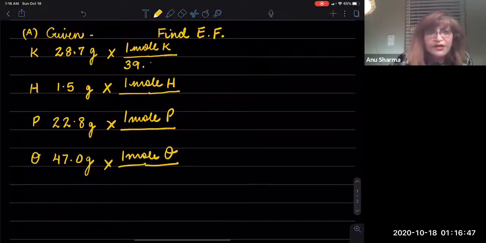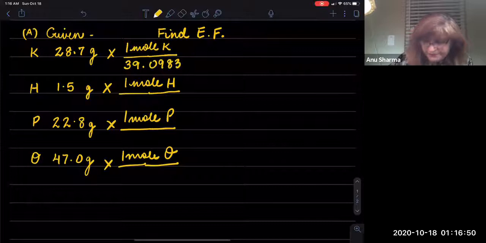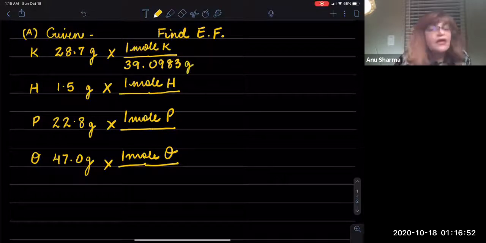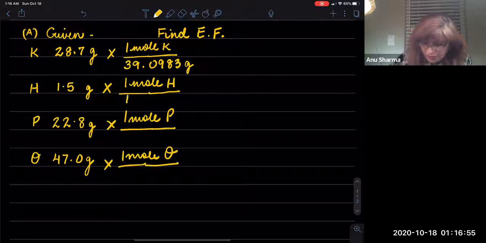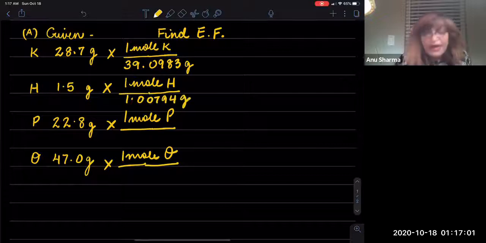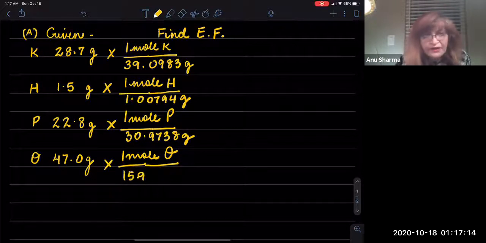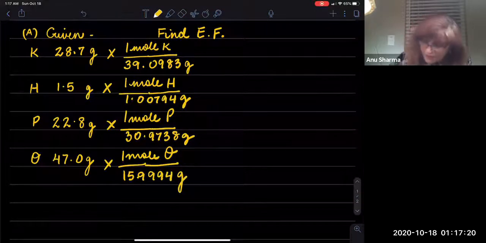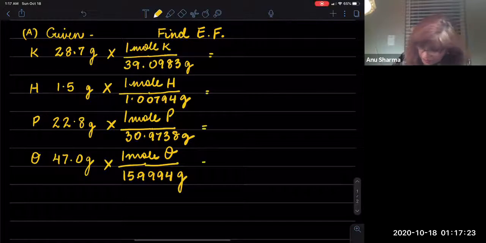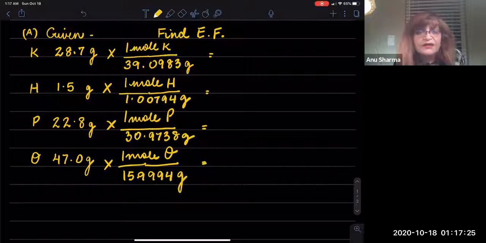So it's 39.0983 grams. So this is known. Then hydrogen is 1.00794 grams. And phosphorus is 30.9738 grams, and oxygen is 15.9994 grams.